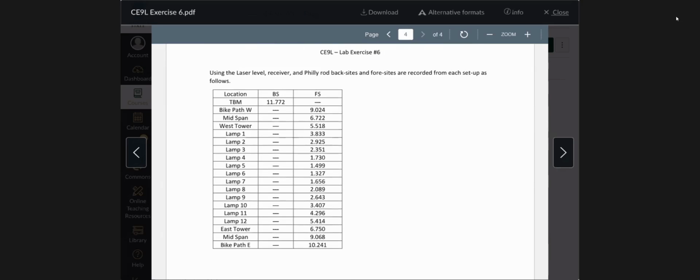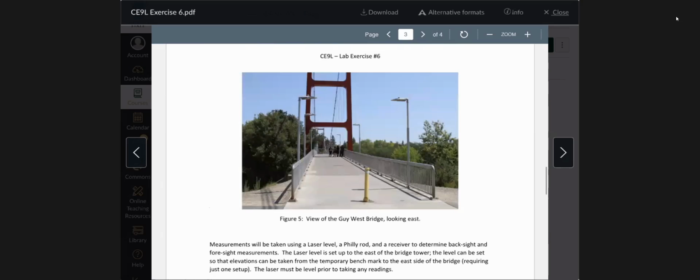Here are the foresights and the one backsight that you're going to use to prepare your assignment. Okay, this is what you would pretend that you went out and measured today with the instrument. So you have one backsight and everything else is a foresight. You can see the first measurement is bike path west. That's right up here at the very beginning of the bridge where the railing starts. You take a measurement on the concrete at the beginning of the bridge.